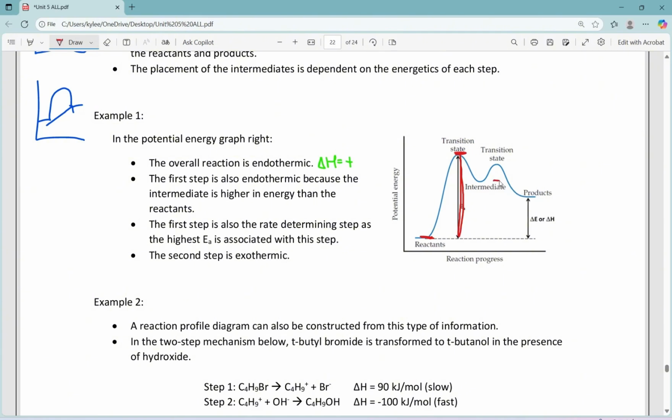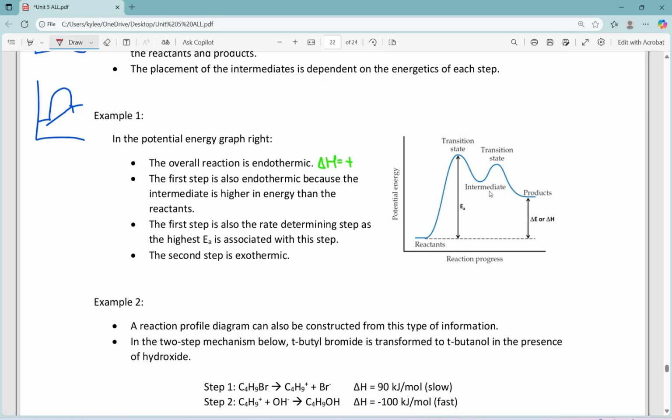For step 2, though, that's a much lower activation energy. So from the start of step 2 to the peak is a much smaller incline than it is on step 1. So that tells me that step 1 has to be the rate determining step because it has the highest activation energy.